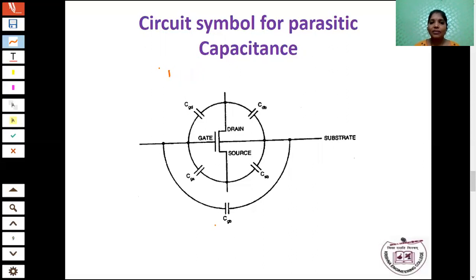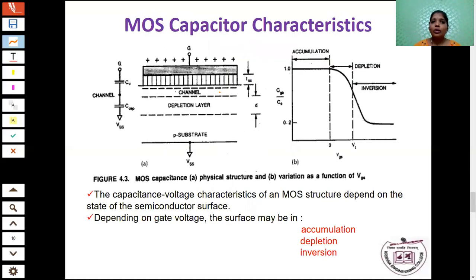But the capacitance value is directly proportional to the width. If the width of the material increases, the capacitance value increases. So this capacitance is very important to know about the speed of the circuit. These are the 5 different capacitances in the CMOS transistor. You already know that in unit 1 we saw the MOS capacitor characteristics. There are 3 regions: accumulation, depletion and inversion region. We already discussed this in unit 1.